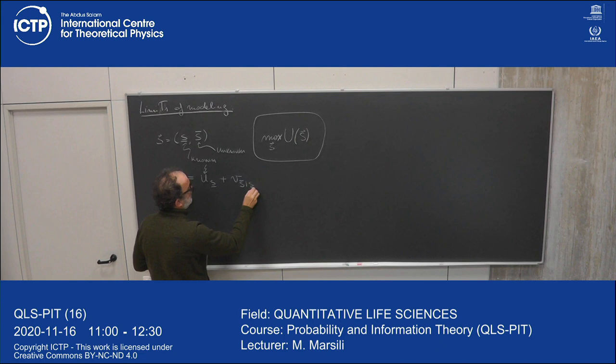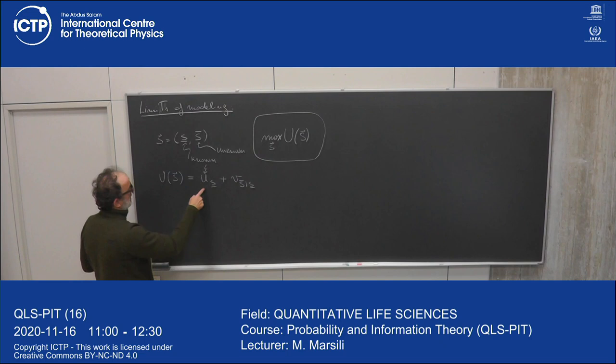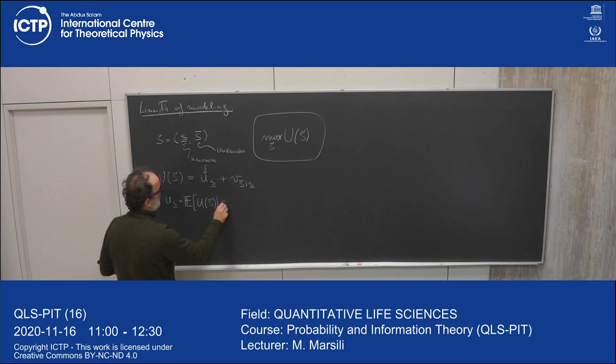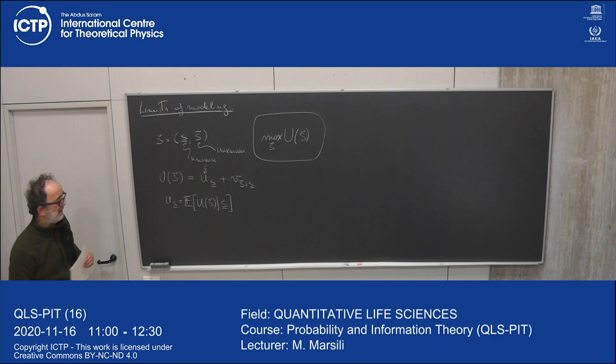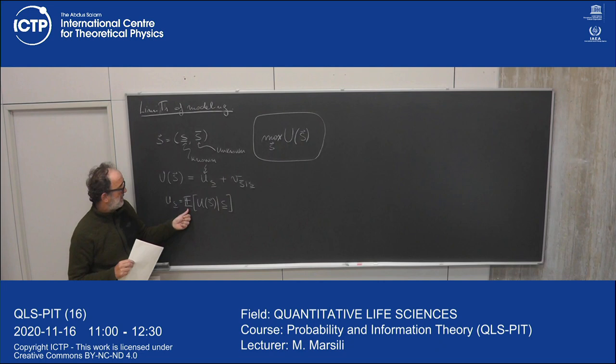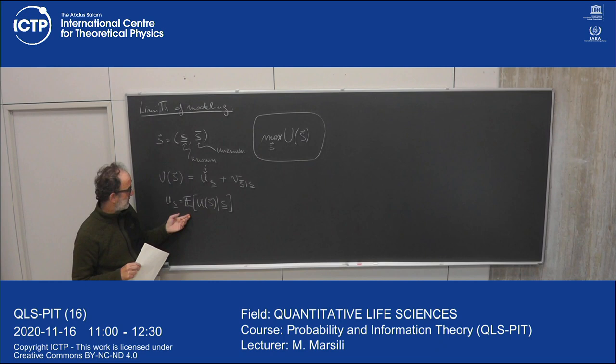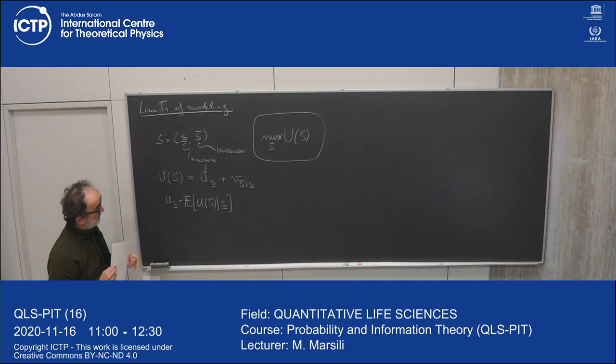Okay, and the way you can think about this U of S is essentially as the expected value of the function that is being optimized if you fix the known variables. So you should think about this expected value as being taken over a probability that reflects the state of knowledge, that is, whatever you know about your system.